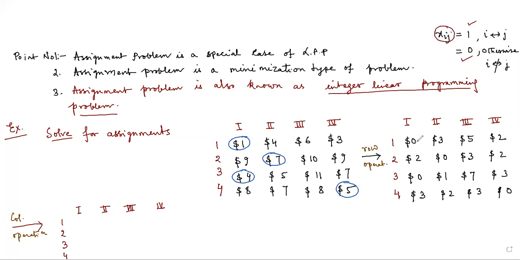In the first column, the minimum element is 0. You can mark either this minimum element or that minimum element, it doesn't matter. So I'm marking this. In column 2, I'm marking this minimum element because it is the minimum element. In column 3, there are two minimum elements, 3 and 3. You can mark any one of these two. I'm marking this one. And in column 4, we have got this minimum element.